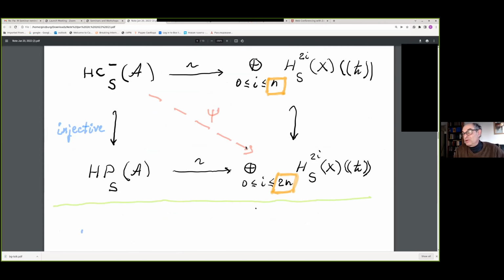So we have a map from the negative cyclic homology of A, the quantum cyclic homology, to the homology of my variety X in the ordinary sense. So this is my map psi.